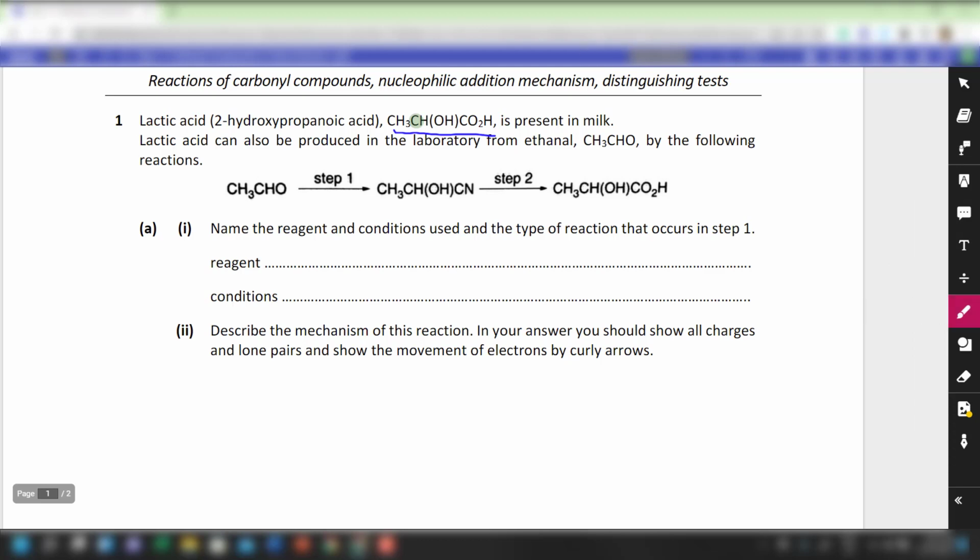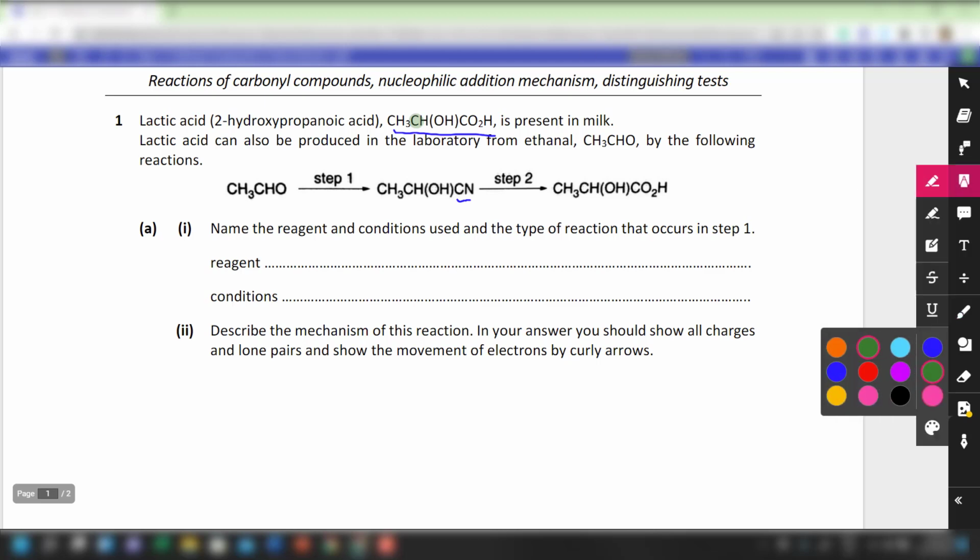You were also told that it can be made in the laboratory from ethanol by the following reaction. So you have step 1, and you realize that in step 1, the CN is being added, probably across the C=O double bond.